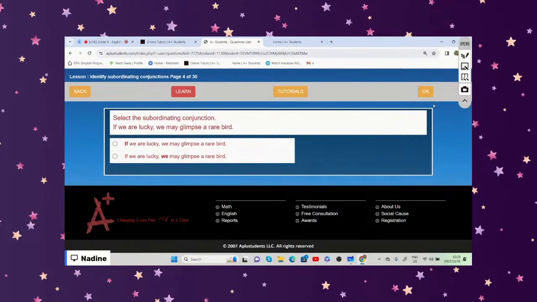We need to select the subordinating conjunction within the sentence. If we are lucky, we may glimpse a rare bird. Is it if or is it we?